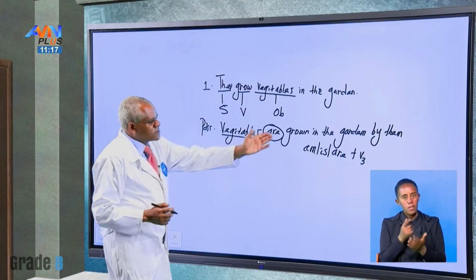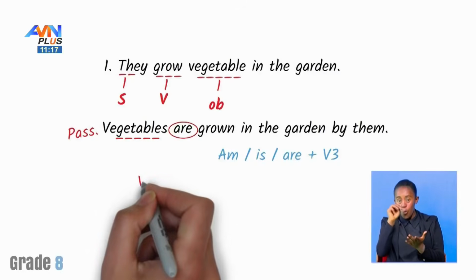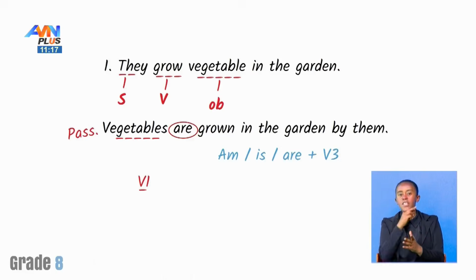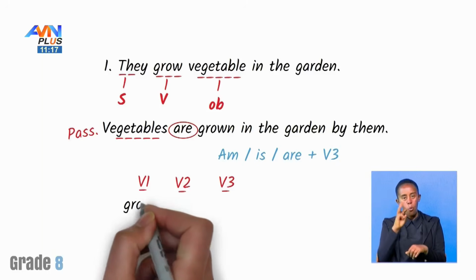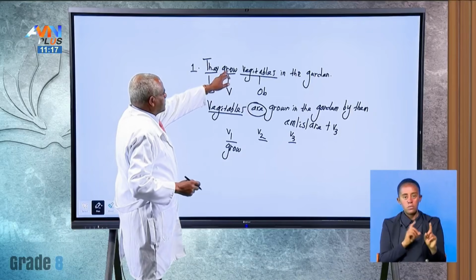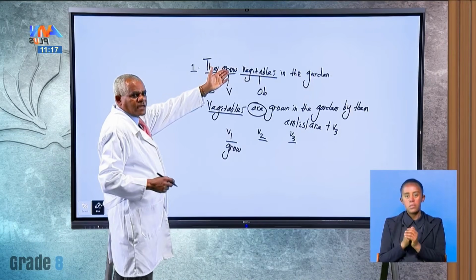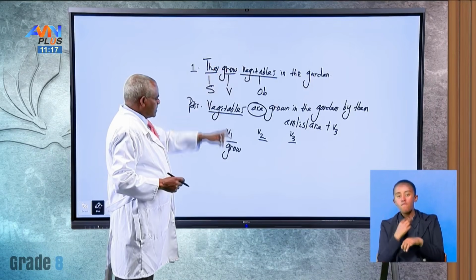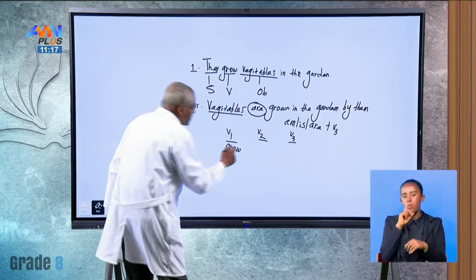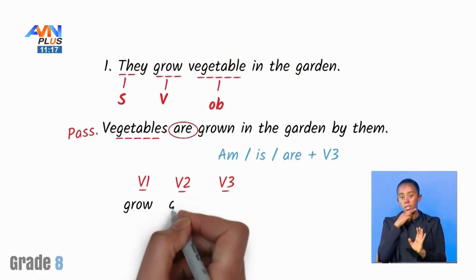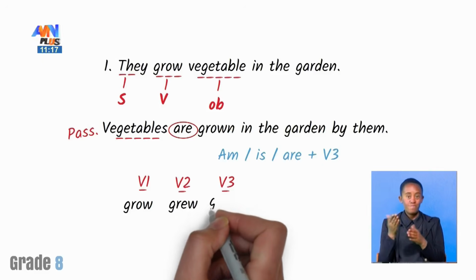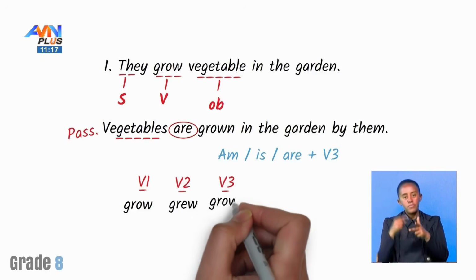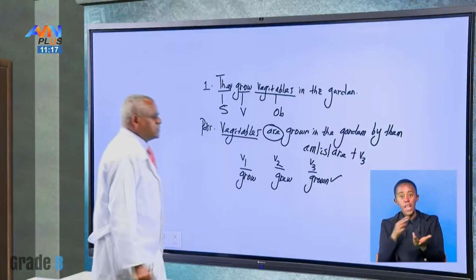Therefore, this is grown. Now the V1, the V2, and the V3. Here now, grow. You can get this verb here now. That's why, because we are talking about the active voice. Grow is the V1, and then the V2 form is grew. We don't bother about green. And then the V3 form becomes grown. So in such a case, the V3 form usually takes what?